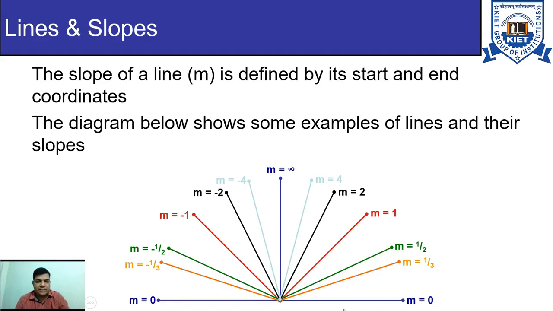Here we can see that for any line which is parallel to the x-axis, the slope of the line is 0, and for any line which is perpendicular to the x-axis, the slope is infinite. And we know that for any line which has an inclination of 45 degrees, the slope of the line is 1.